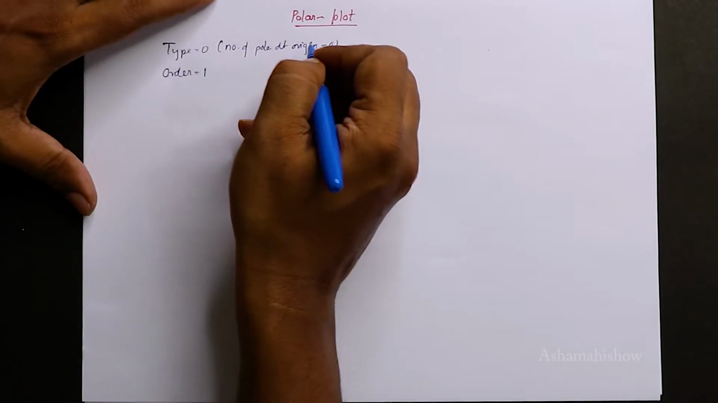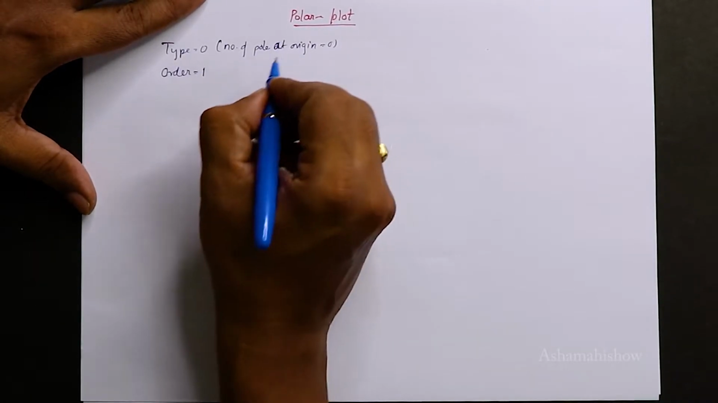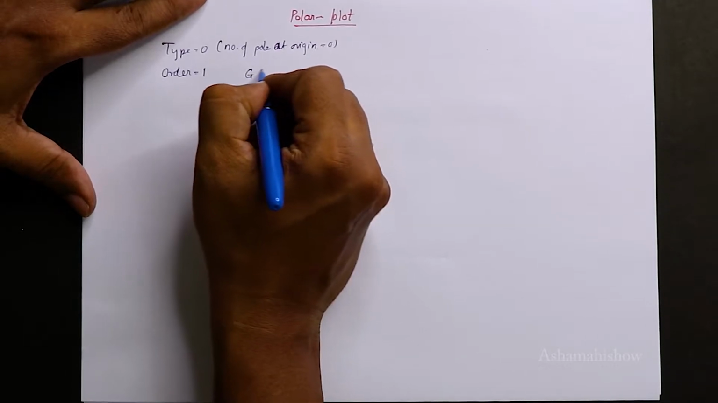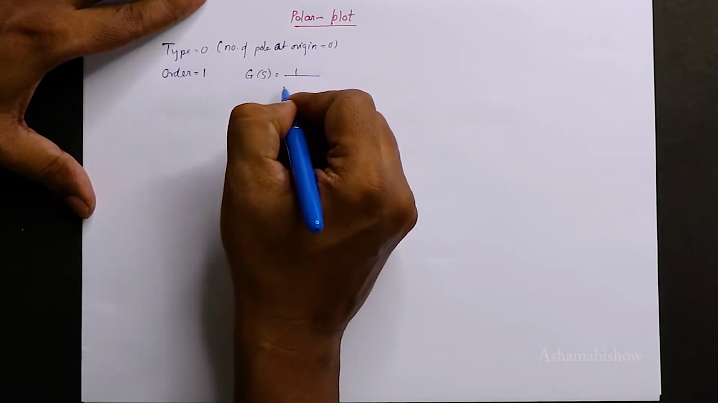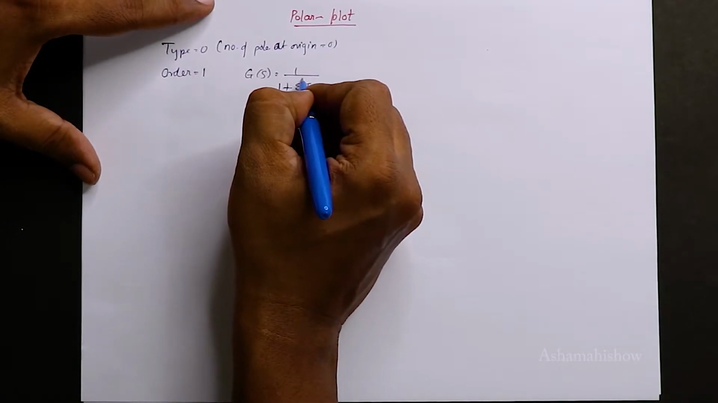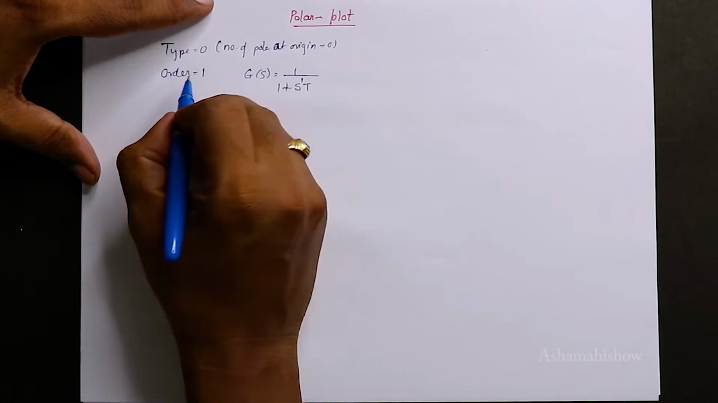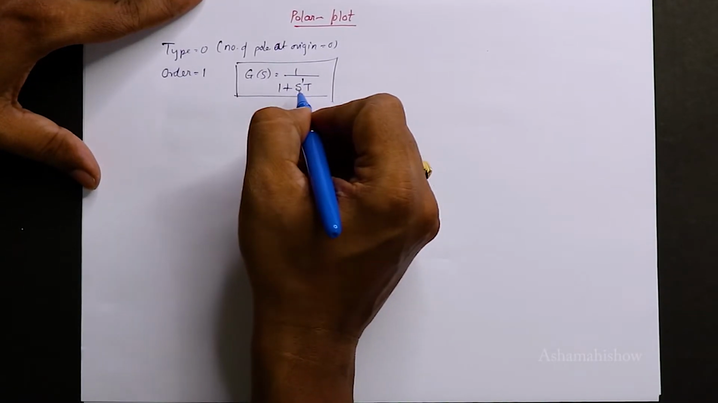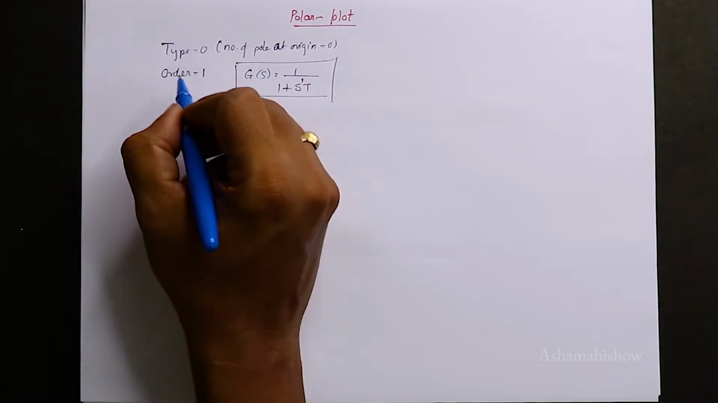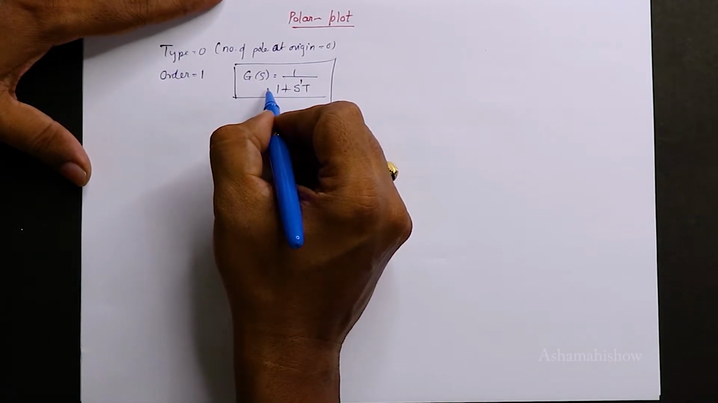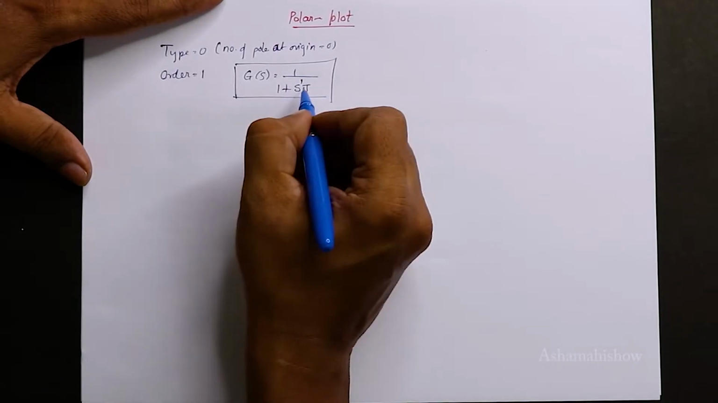We don't have any poles at the origin. Order 1 means you have the s term as 1. For example, G of s is equal to 1 by 1 plus sT. What is the power of s? S is 1, s power 1, so your order is 1. So if you get this type of transfer function, you need to take it as type 0 and order 1. There are no poles at the origin, and it is of order 1.